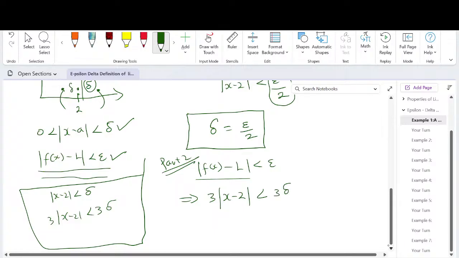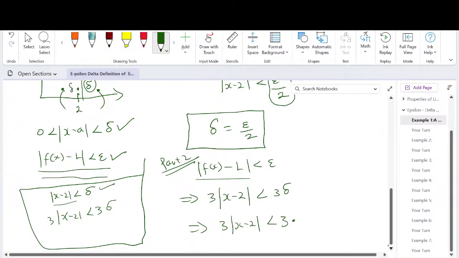So that's what I'm saying. Okay, so from here, |x - 2| is less than delta, then |x - 3| is less than delta. So this is the same as |x - a| less than delta. So it follows that 3 times this will be less than 3 times delta. So it implies that 3 times |x - 2| will be less than 3 times delta.